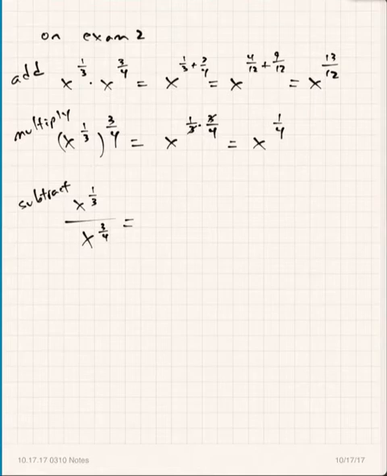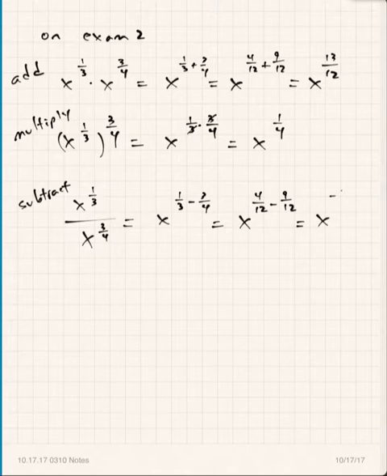This one, you need to get a common denominator when you subtract, because you have 1/3 minus 3/4. So it's similar to the very first problem, except it's subtraction. So this is x to the 4/12 minus 9/12. And so that would be x to the negative 5/12. And notice you would not leave it like that because it has a negative exponent. You'd get rid of the negative exponent at the end and write it as 1 over x to the positive 5/12, like that.